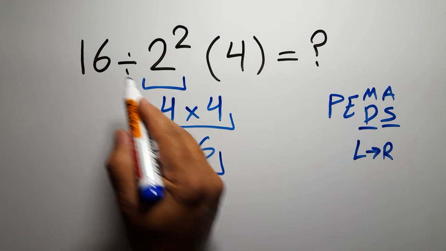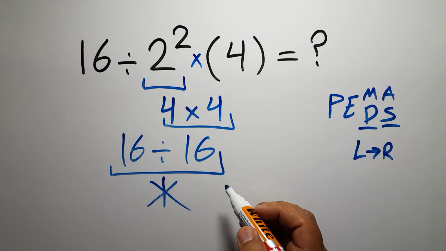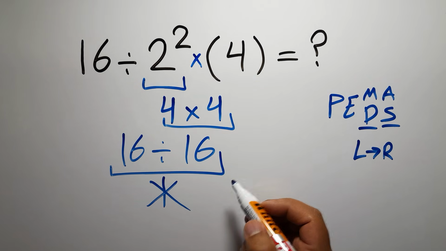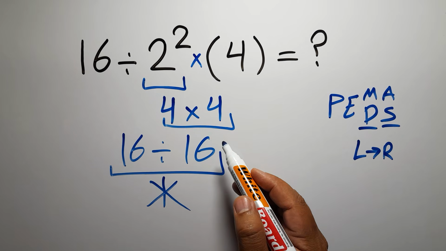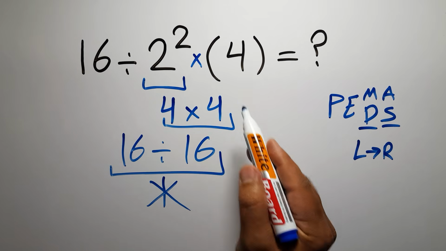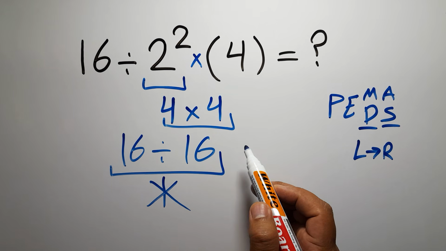In this expression, we have one division, one exponent, and one multiplication. Okay, according to the PEMDAS, first we have to do this exponent. And after this exponent, we have one division and one multiplication.